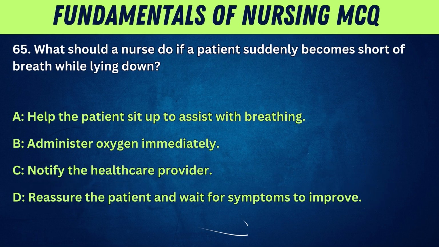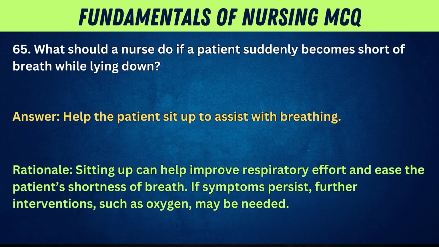informed consent. 65. What should a nurse do if a patient suddenly becomes short of breath while lying down? A. Help the patient sit up to assist with breathing. B. Administer oxygen immediately. C. Notify the healthcare provider. D. Reassure the patient and wait for symptoms to improve. Answer. Help the patient sit up to assist with breathing. Rationale. Sitting up can help improve respiratory effort and ease the patient's shortness of breath. If symptoms persist, further interventions, such as oxygen, may be needed.